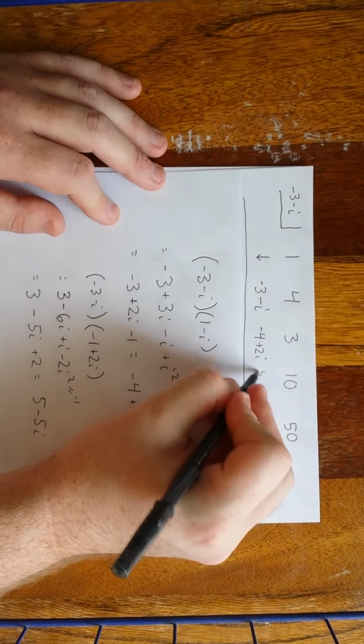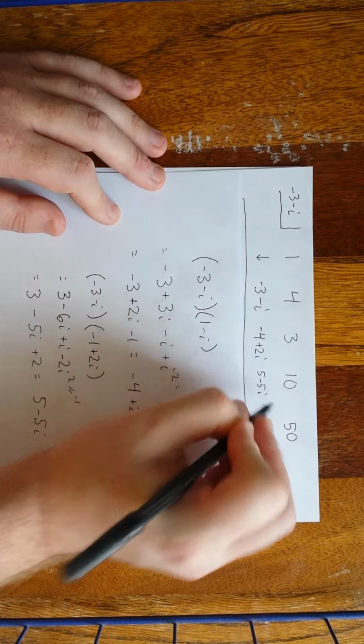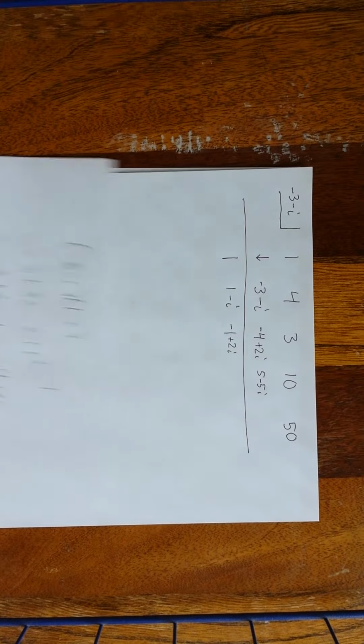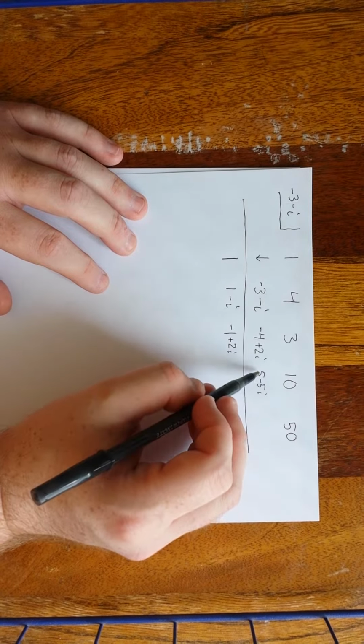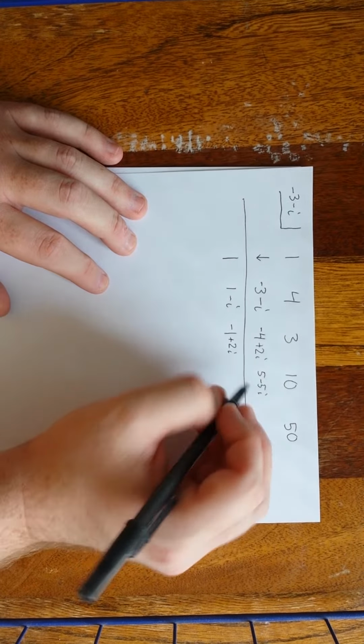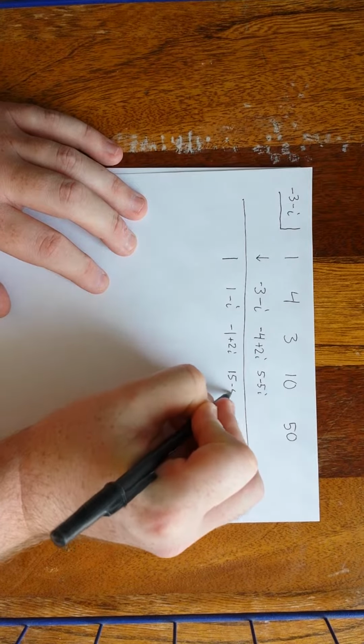That goes right up here, 5 minus 5i, and we repeat the process. Add up the column, we'll have 10 plus 5 will give us 15, minus 5i. Now at this point I like to cheat a little bit. We know for a fact that this is a root.